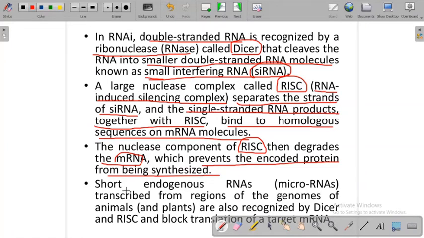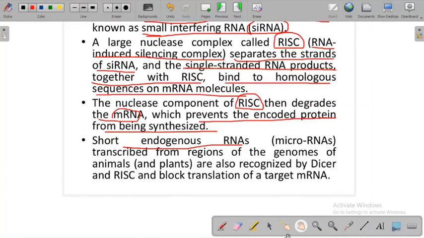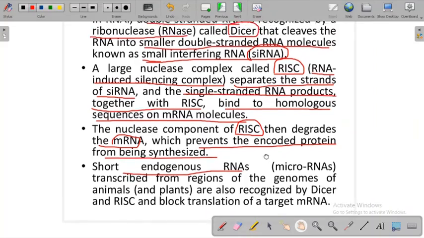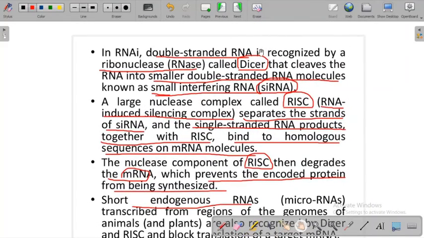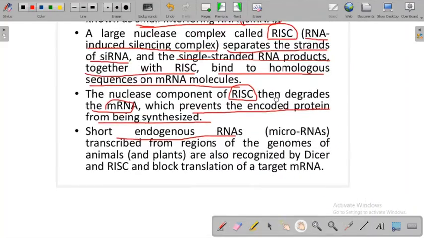The short endogenous RNAs, now microRNAs, transcribed from regions of the genomes of animals or plants, are also recognized by Dicer or the RISC and block the translation. So there are two things here. One is that Dicer is cleaving the RNA, and the other is the RISC complex, a large nuclease complex, the RNA-induced silencing complex, which is also making silence, also disrupting the translation of mRNA.